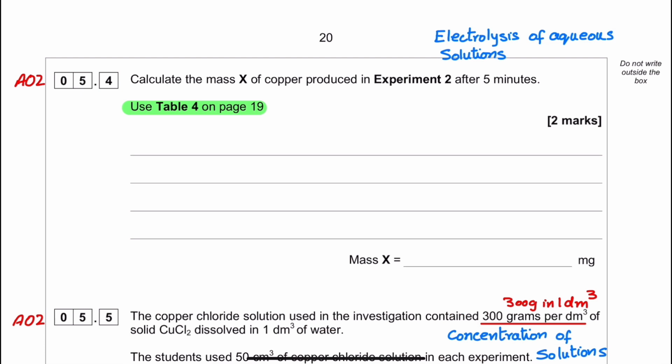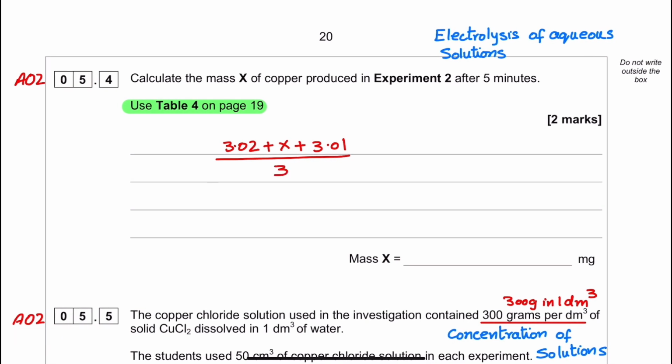So the mean formula is the sum of all values: 3.02 plus x plus 3.01. Our number of terms or number of values, so there are three values here: experiment number 1, experiment number 2 and experiment number 3. So it is 3 and the mean value is 3.06.